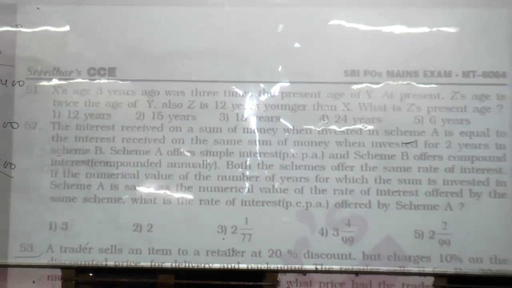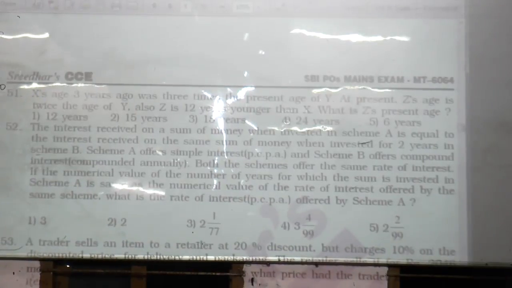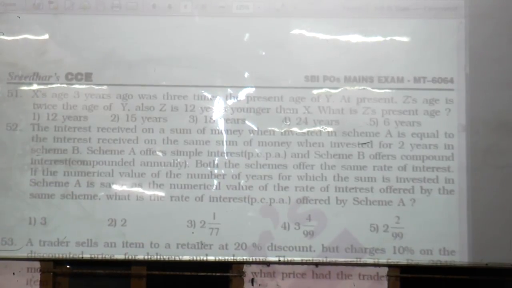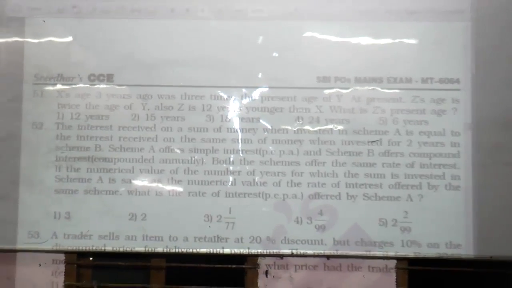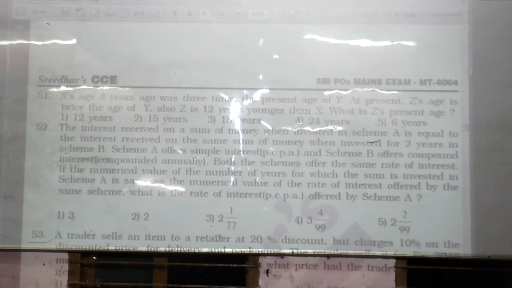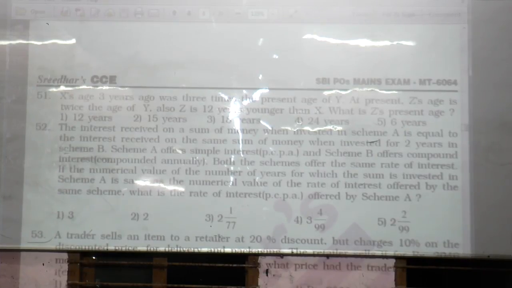51. X's age 3 years ago was 3 times the present age of Y. At present, Z's age is twice the age of Y. Also, Z is 12 years younger than X. What is Z's present age? You are asked about Z's age. We have 3 persons X, Y, Z.